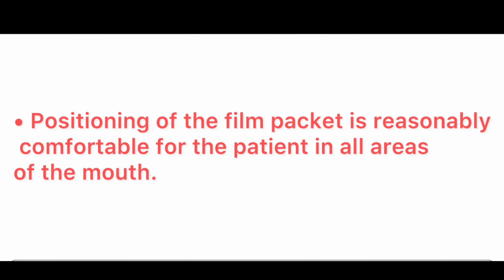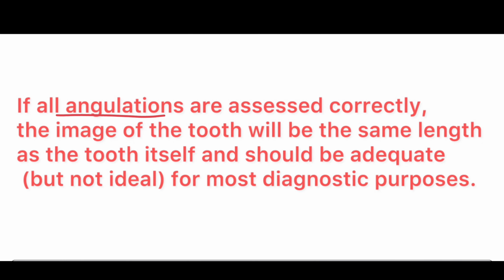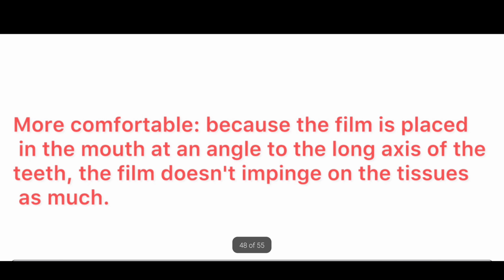Now let us see the advantages of bisecting angle technique. The first advantage is that positioning of the film packet is reasonably comfortable to the patient in all areas of the mouth. So the placement of the film becomes quite easy and comfortable for the patient, and the positioning is relatively simple and quick. If all the angulations are assessed correctly, the image of the tooth will be the same length as the tooth itself and should be adequate. But here we have to note, it will not be ideal. The tooth length will be adequate but not ideal for most diagnostic purposes.